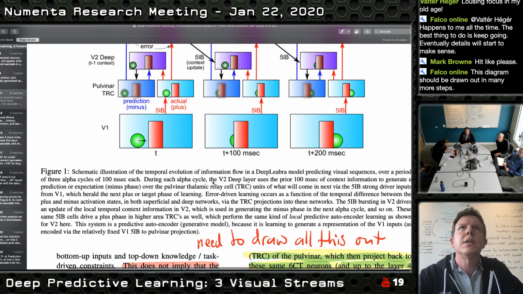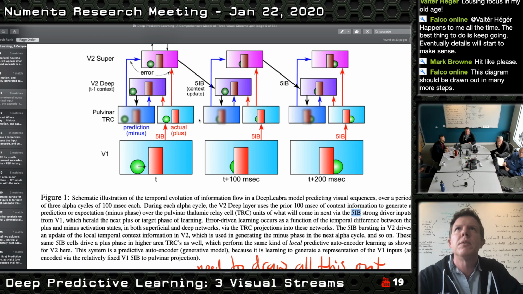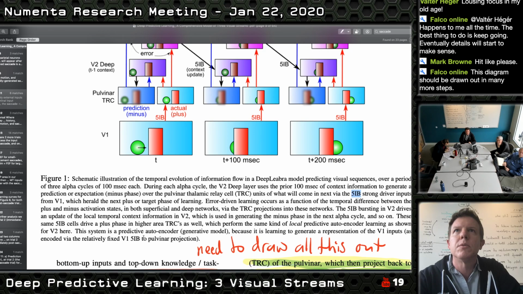During each alpha cycle, the V2 deep layer uses the prior 100 milliseconds of context information to generate a prediction or expectation over the pulvinar units that will come in next via the 5IB strong driver inputs from V1. That's what we're talking about here. So it's a context update. The system's predictive, they call it a predictive autoencoder a lot, because it's learning to generate a representation of the V1 inputs. If you go in the middle of that paragraph where they talk about the 5IB bursting, there it is.